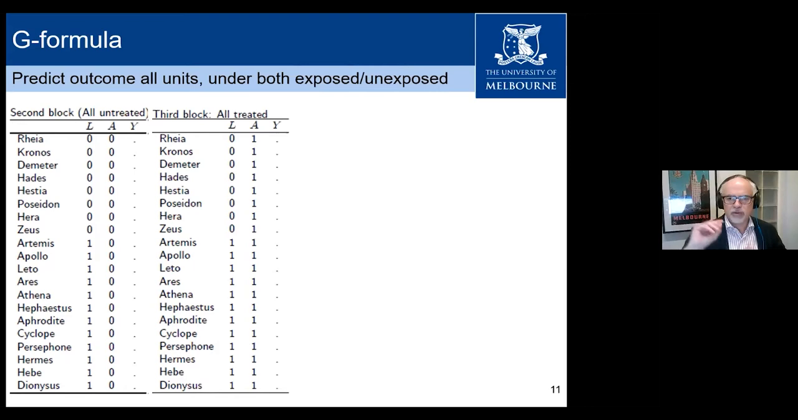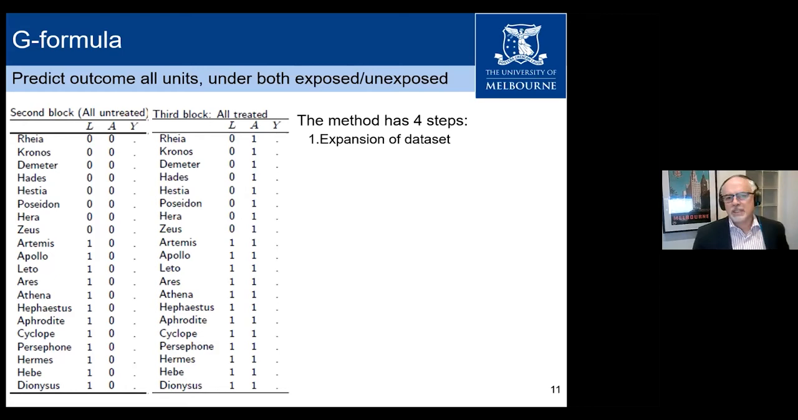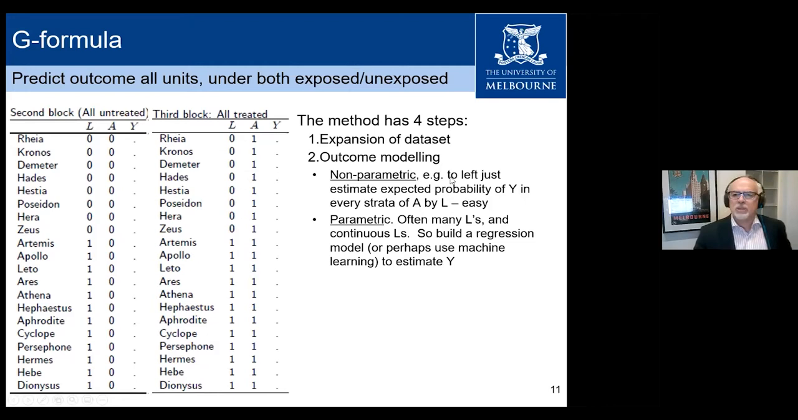So the method has four steps. Expansion of the data set, as per here. The outcome modeling. So we could do something non-parametric. And indeed, you can go to the textbook and you can work through this. And it's just a whole bunch of conditional probabilities. And you can calculate what the expected value of all these is based on the observed data here.